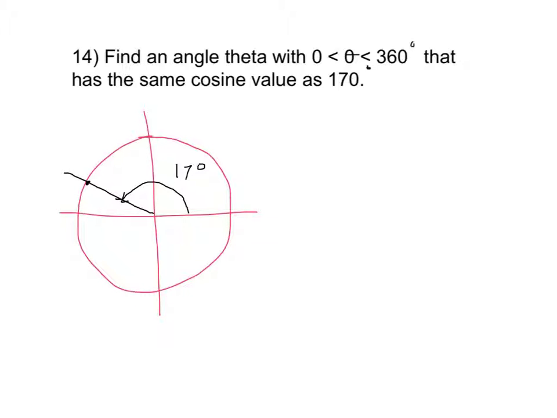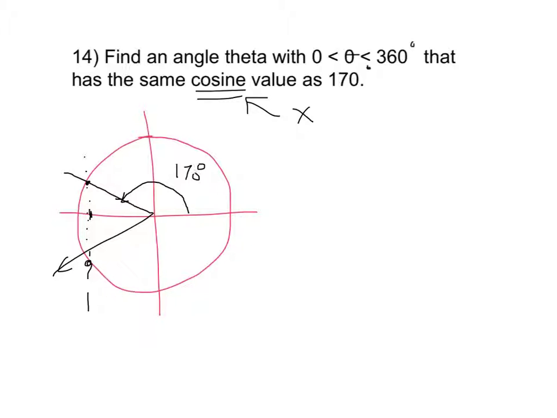If I'm looking for something that has the same cosine value, recall that the cosine correlates with the x-coordinate of the point as you're going around the circle. So here, my x-coordinate is about right here along the line. And so if I want something with the same cosine value, I'll be looking at its symmetrical reflection down the other direction here.